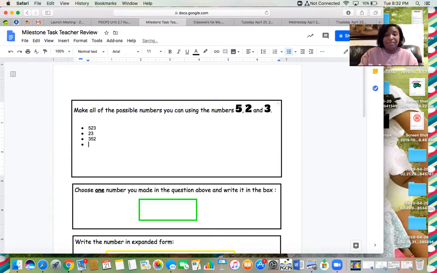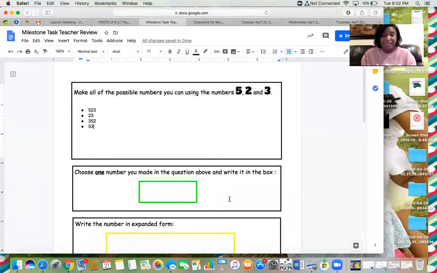352. Great job. All right, I'm going to do one more number. I'm going to think. This time I'm going to use the number 5 first. And this time I'm only going to use 2 numbers. So I'm going to use the 5 for the tens place. And then I'm going to put the 3 in the ones place. And then that made the number 53.